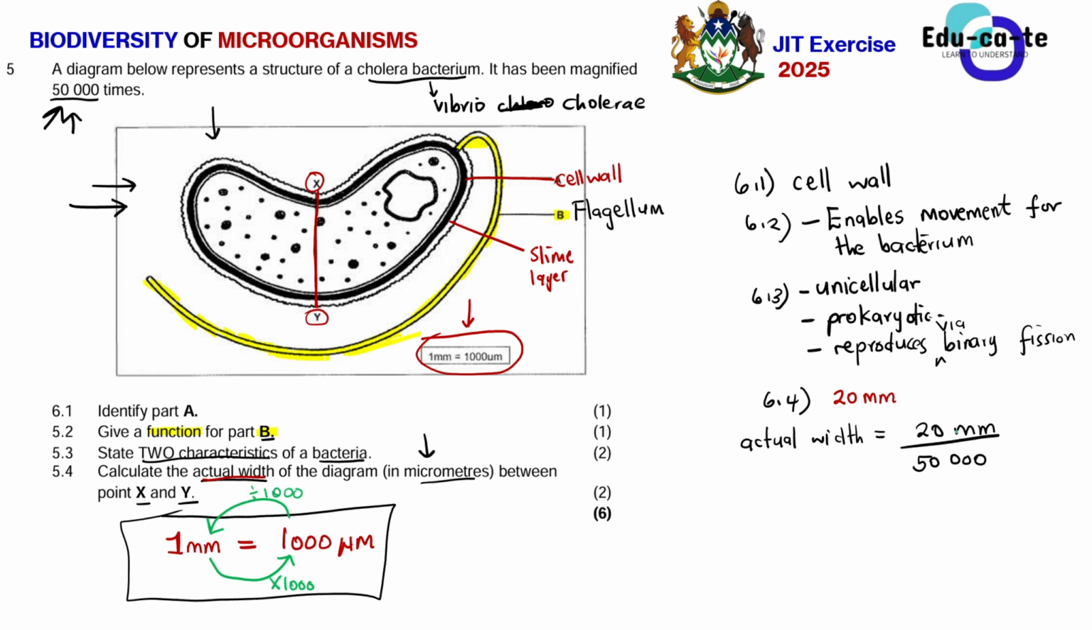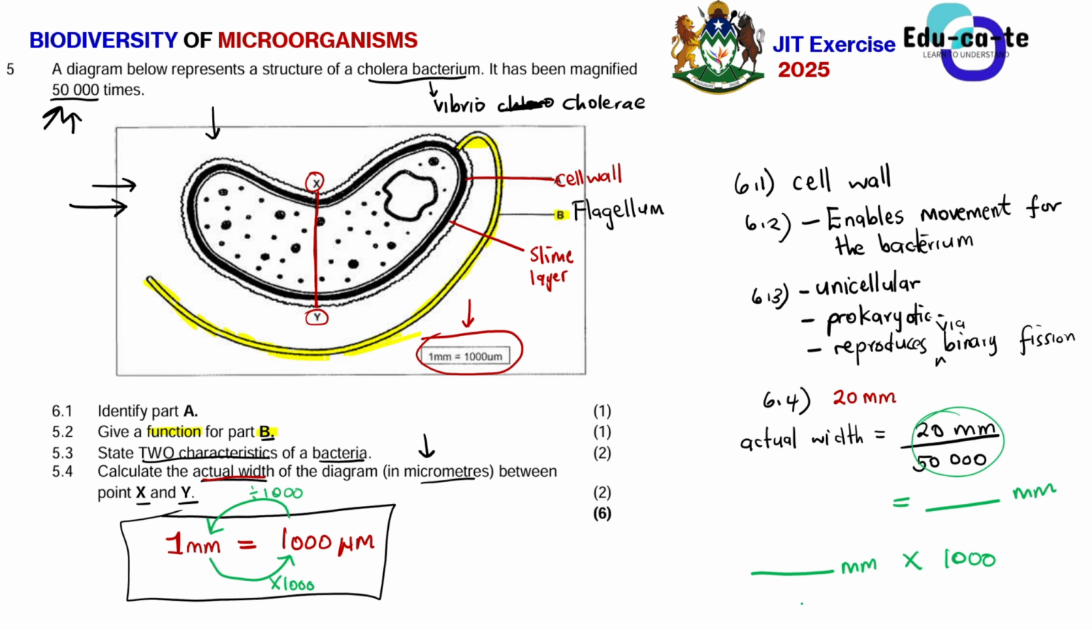So in this case, whatever actual width you get, your answer will be in millimeters. Then you're going to take that answer in millimeters and multiply it by 1000 so that you can convert it to micrometers. Then you're going to find your final answer in micrometers. That is the idea of how to calculate the actual width of the diagram in micrometers.